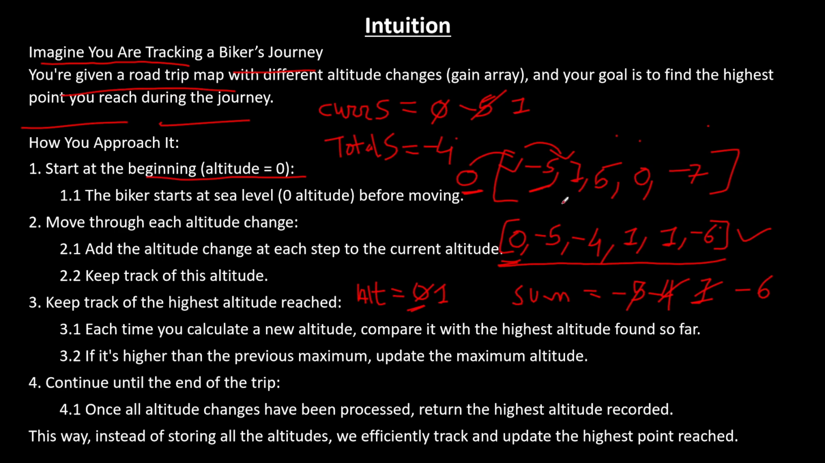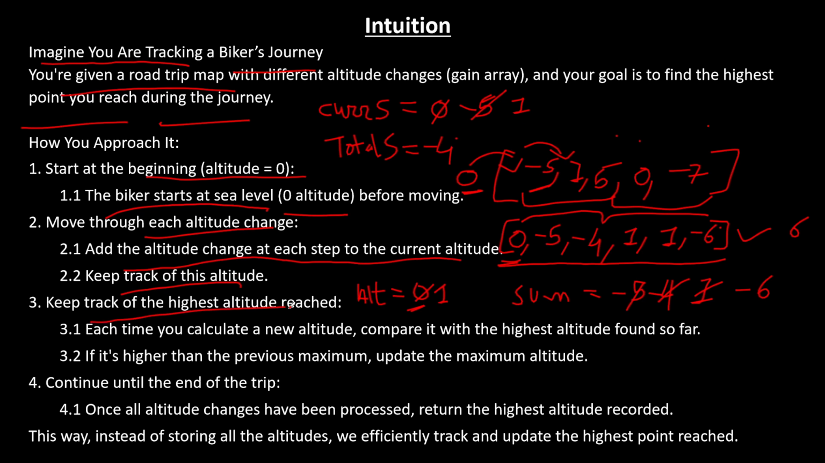Now, if you see, our array size was 5, but our output size is 6, right? Why? Because we are putting 0 at the starting point to calculate the sum, because it is starting from the 0th altitude. So if we just read the theory, the biker starts at sea level, altitude 0. Now move through each altitude change. We keep adding the altitude change at each step to the current altitude and keep track of this altitude, which we were doing already.